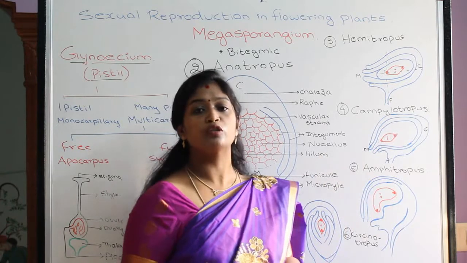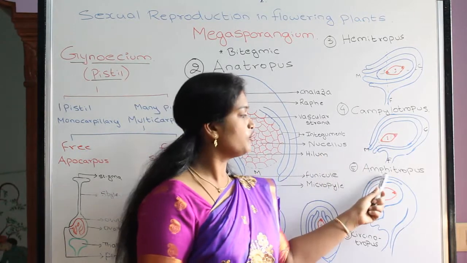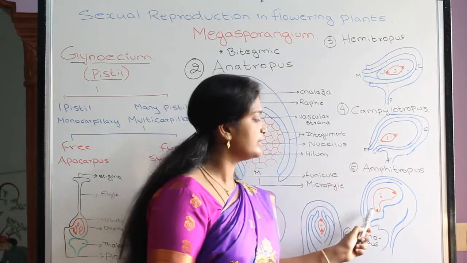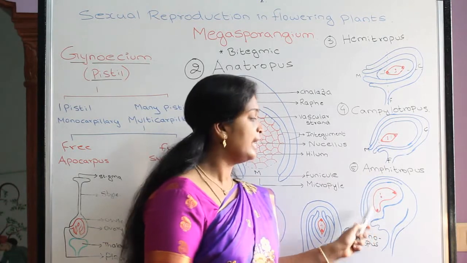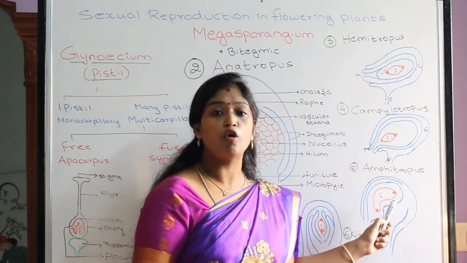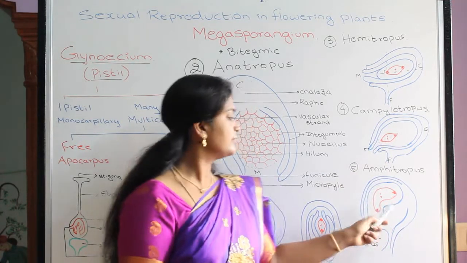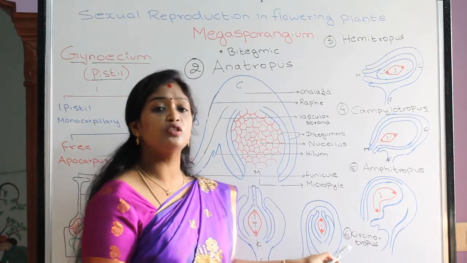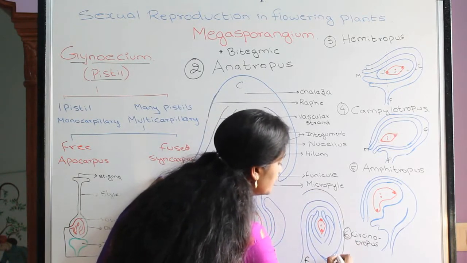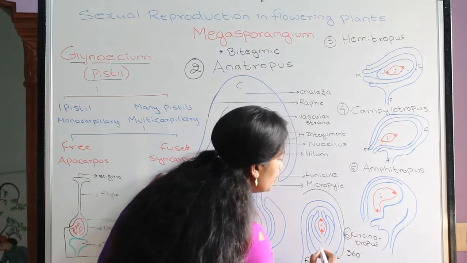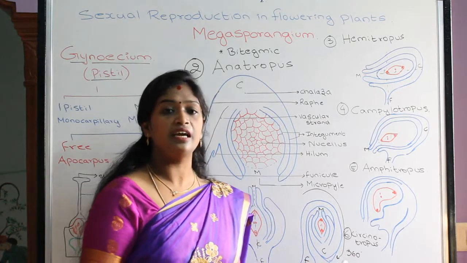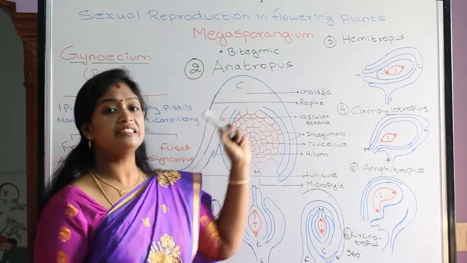The fifth type of the ovule is called the amphitropous ovule. The amphitropous ovule is very similar to that of the campylotropous ovule, whereas the only difference here is the embryo sac which is present inside is not spindle shaped as seen in the campylotropous. Instead, it is in the form of a horseshoe shape. It is bent. And the sixth and the final type of the ovule is called the circinotropous ovule, where the funicle takes a 360-degree turn. It takes a 360-degree turn to give rise to the chalaza and the micropyle. So we have seen 6 types of ovule.